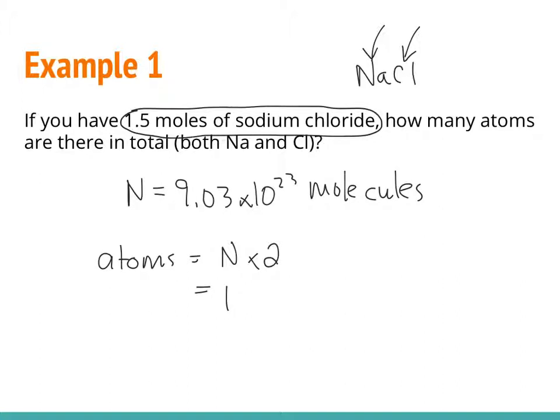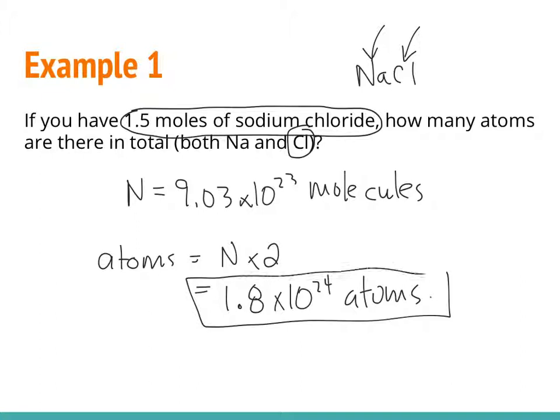So that means in this sample we would have 1.8 times 10 to the 24 atoms of sodium and chlorine in 1.5 moles of sodium chloride. That means that 9.0 times 10 to the 23 atoms are sodium, and 9.0 times 10 to the 23 atoms are chlorine atoms. Adding those two together gives us the total number of atoms.